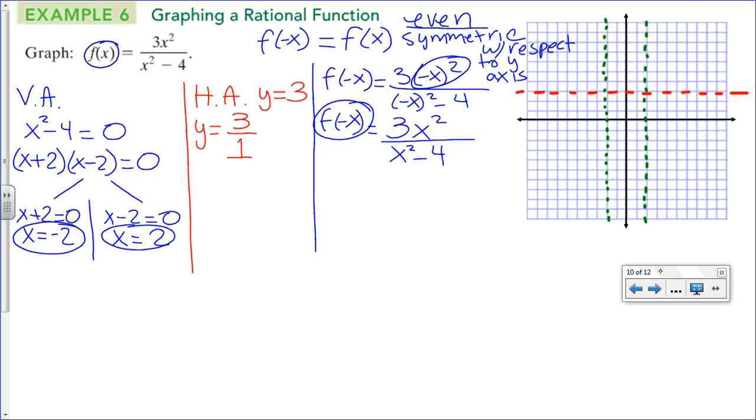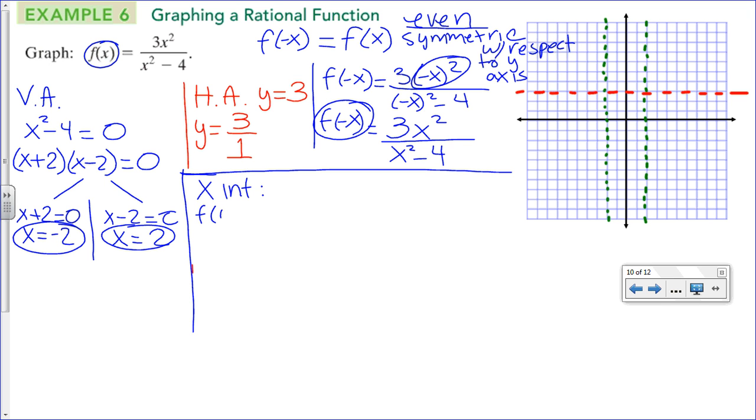So that will be useful when we graph our function. Now let's go ahead and find the x and the y-intercepts. So to find the x-intercepts, we let our function equal 0, or y equal to 0. But remember, we had a little shortcut for that, and that was to let the numerator equal to 0, and then solve for x.